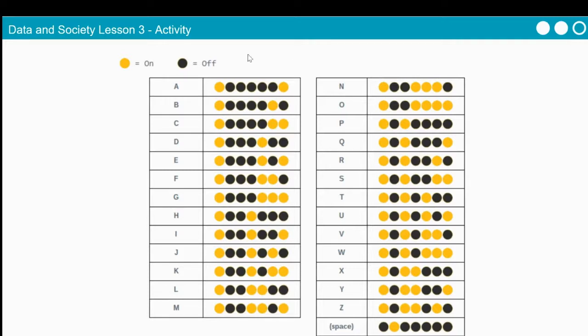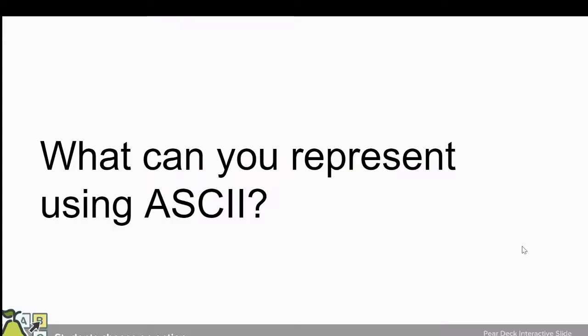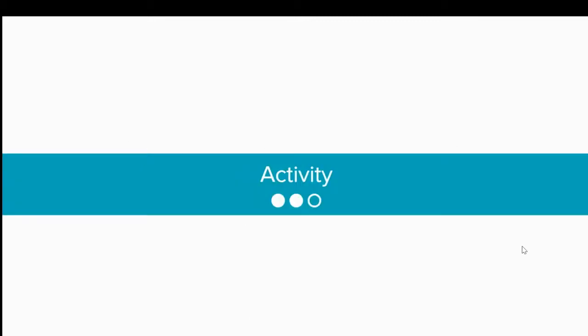So this is going to be what we're going to use in our challenges or in our different activities today. So you're going to be answering this question when you get to this slide. What can you represent using ASCII? And then we're going to move into the activity. So I'm going to talk through the slides now in the video, and then you will be doing it on your own after you're done watching the video.